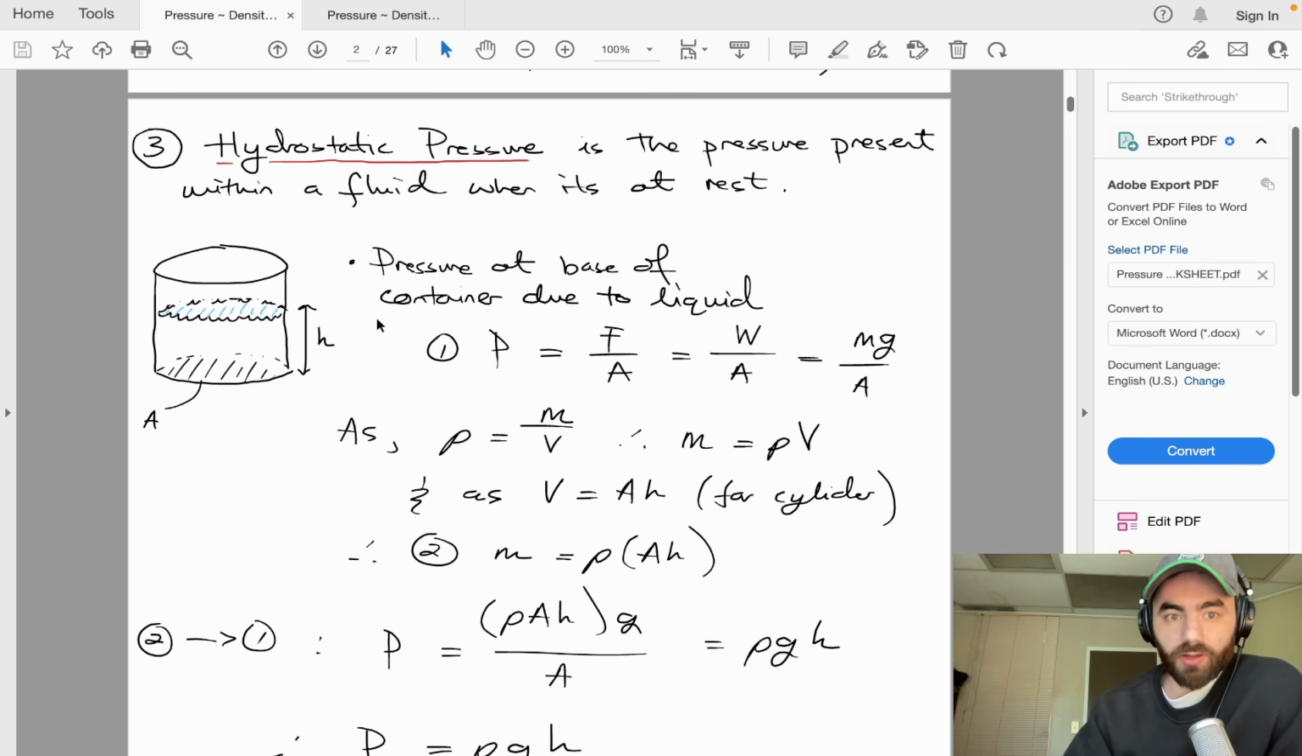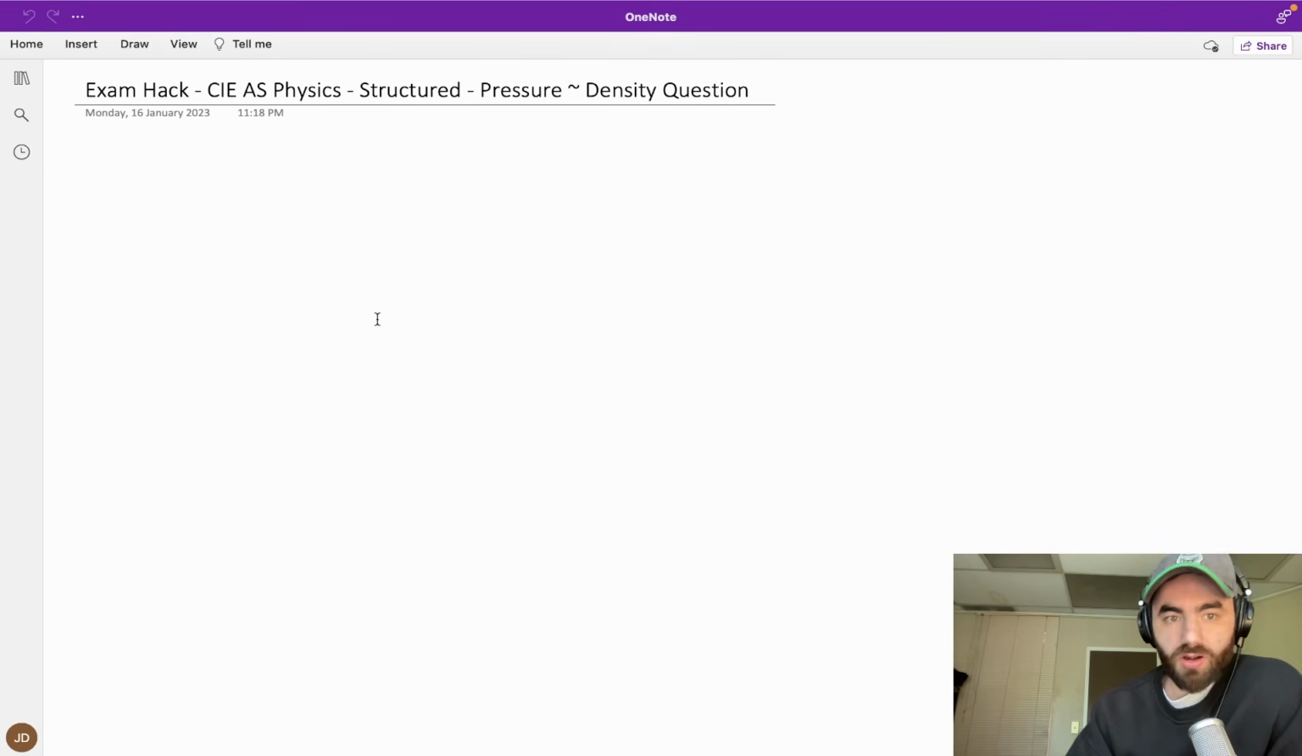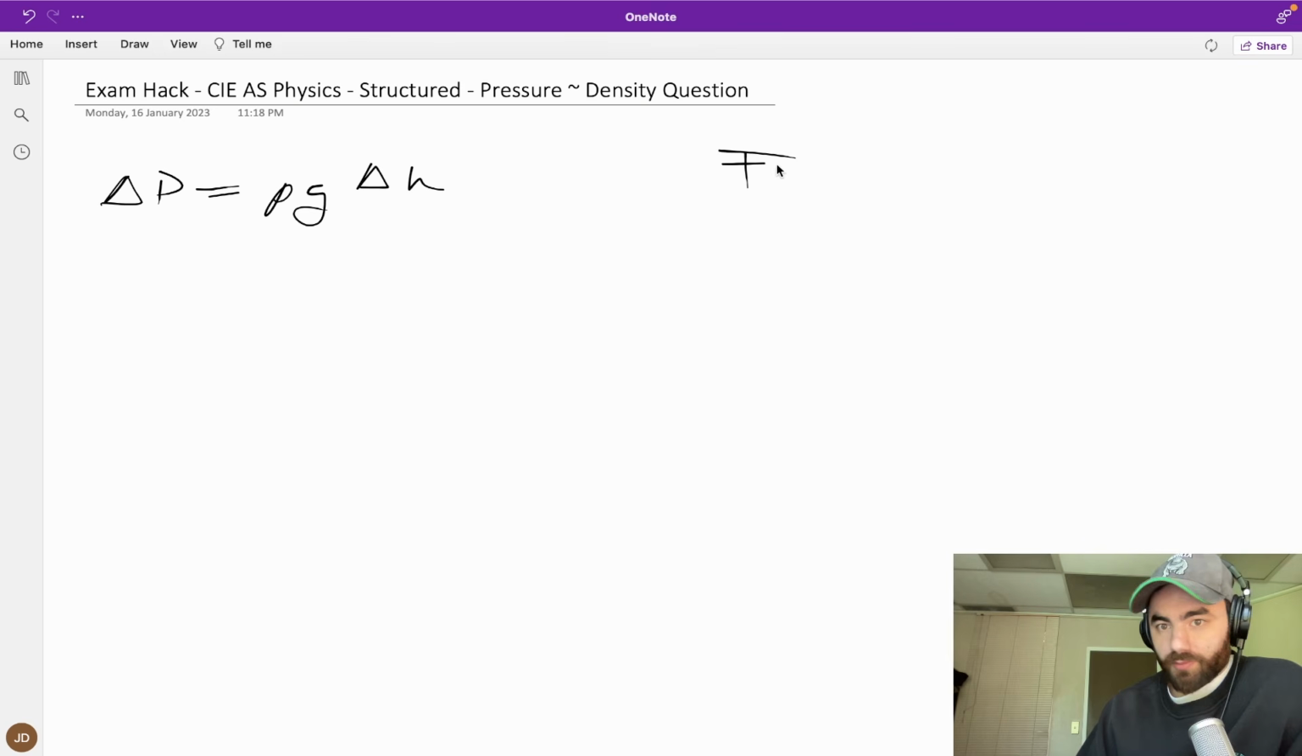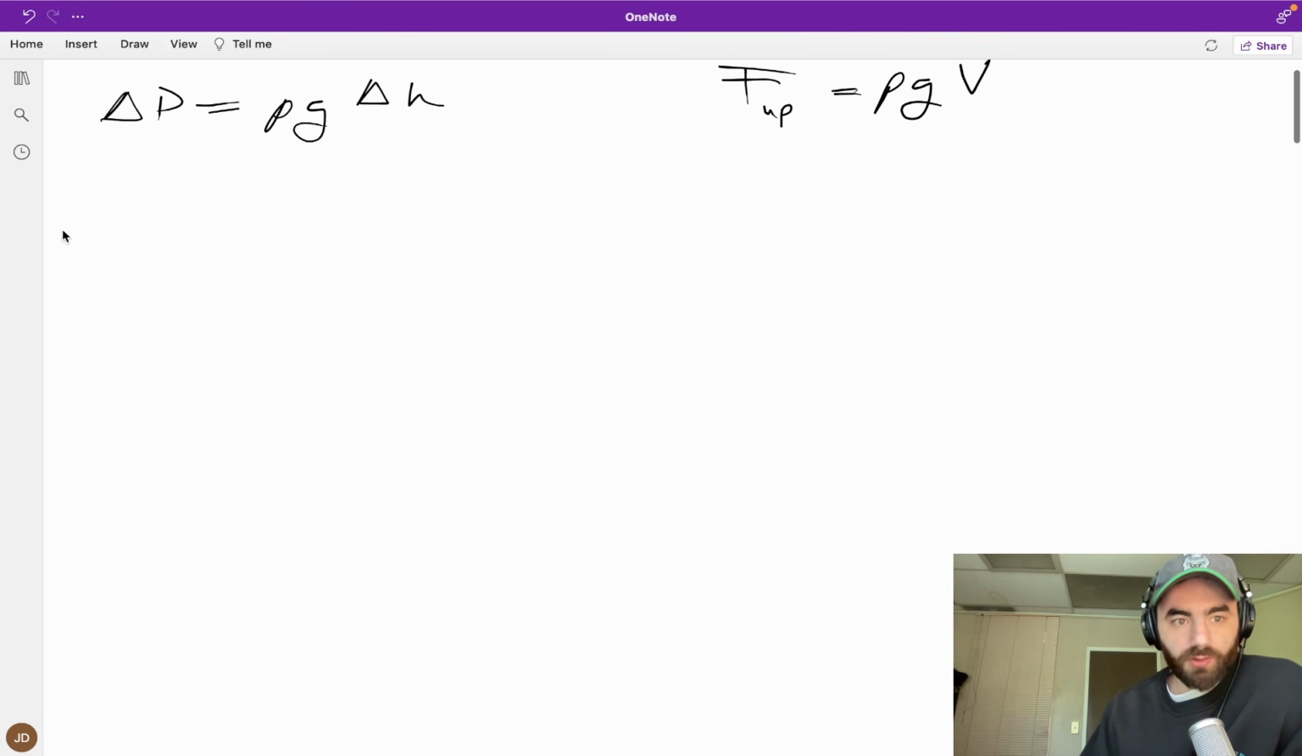I'm actually going to go ahead and quickly prove these, because why not? We've got a bit of time. We want to prove these two equations, because you might be wondering where they come from. Change in P equals rho g change in h. And the upthrust, F up, equals rho g V. Okay, so I'll just quickly prove these.